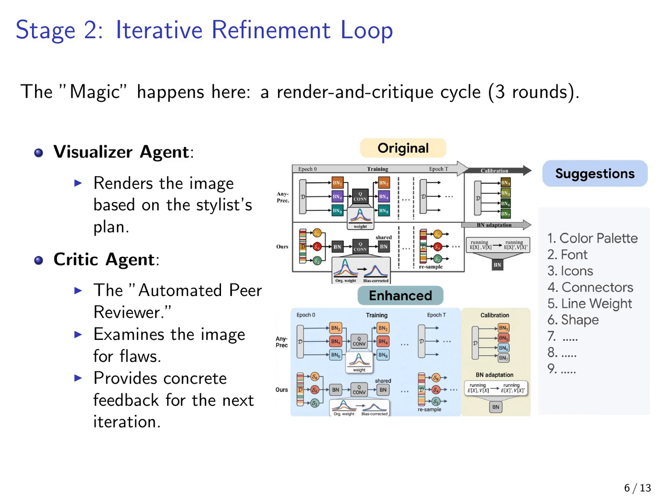Right, so once that plan is locked in, we move over to the iterative refinement loop. A visualizer agent takes that detailed description and renders the first draft of the image. Then, and this is a really clever part, a critic agent examines that image, finds all the flaws, and gives concrete feedback for how to improve it. It's like an automated peer reviewer. This whole render and critique loop runs for 3 full rounds, making the illustration better and better each time.